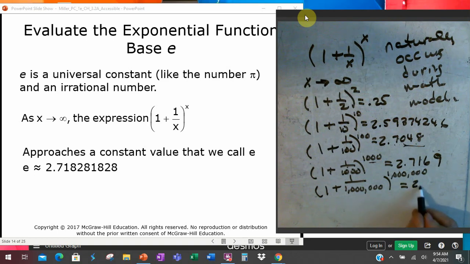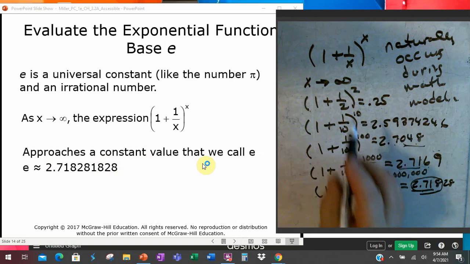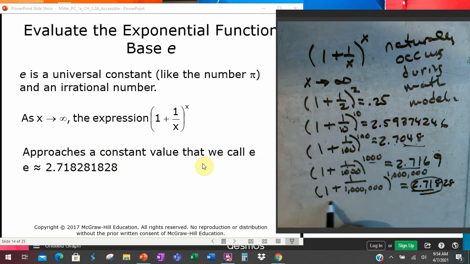And I get this to be 2.71828. So notice from here to here, these are the same. This only went up to this. And basically, this is the number that we're going to stick with. Okay, this is pretty close. This number, as x goes to infinity, we're going to call this e.